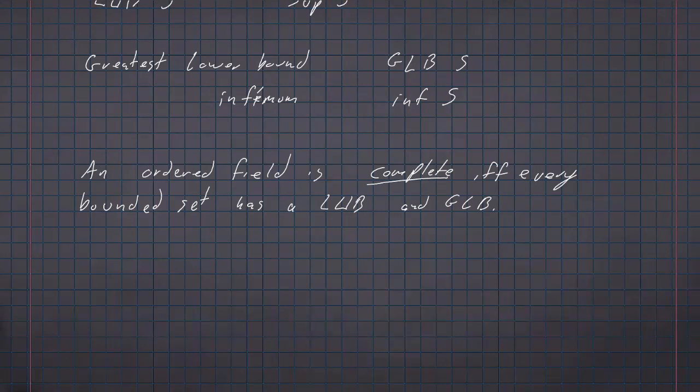We say that an ordered field is complete if and only if every bounded set has a least upper bound and a greatest lower bound. And in fact, even more specifically, every set that is bounded above, whether or not it's bounded below, has a least upper bound, and every set that is bounded below, whether or not it's bounded above, has a greatest lower bound.